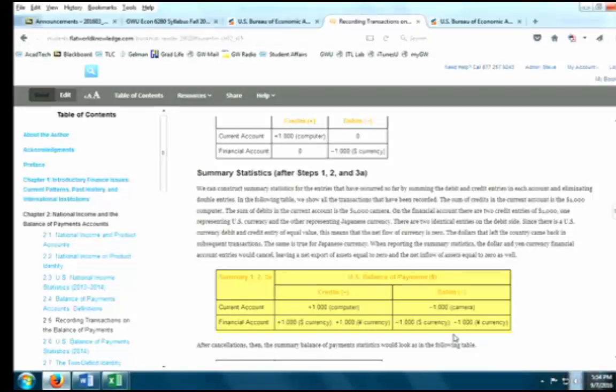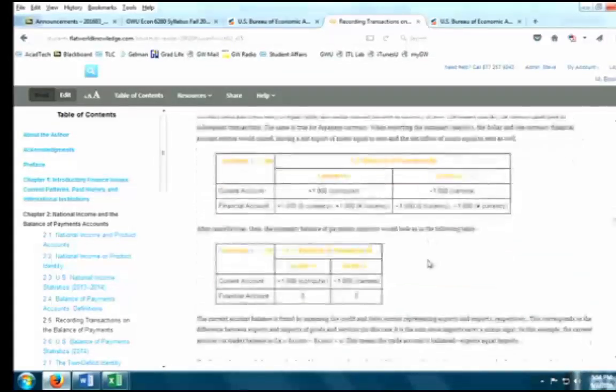Now, we could take those two, we could just net them out, because dollars ended up back where they started, the yen ended up back where it started. The only net effect, really, is that we've got a good worth $1,000 being exported, a computer, and we've got a good worth $1,000 being imported. That's the camera. So the net effect, we might say, looks like this. The balance on the current account, we would say, and the balance on the trade balance, if you will, merchandise trade, is going to be plus 1,000 minus 1,000 equals zero. So therefore, balance on trade is zero. And balance on the financial account as well, which is netted out to zero.